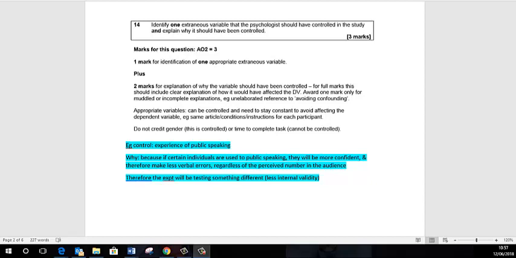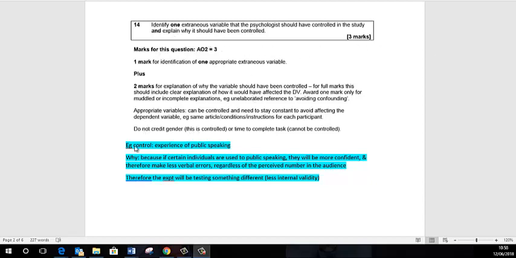So, for example, this particular question is from a sample exam paper, and it's about two independent groups, one who perceive they've got an audience of 5, one who perceive they've got an audience of 100 people listening to them. Okay, so you've got to identify an extraneous variable.